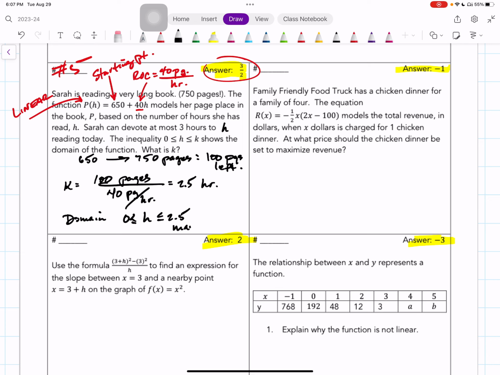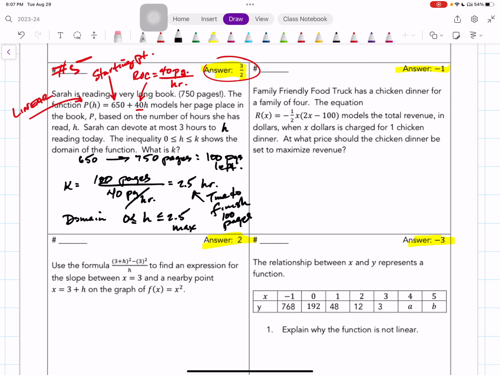I'm sure this is a max. This is the time it takes to finish the 100 pages. Remember, she starts on 650 because in a linear function, that's the starting point. She's reading 40 pages per hour. So how long does it take to read 100 pages? Well, 2.5 hours. So K's got to be 2.5.